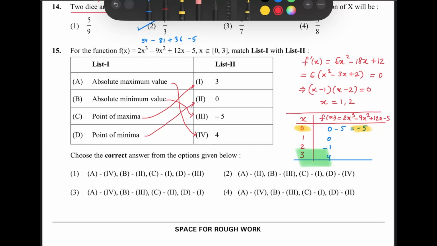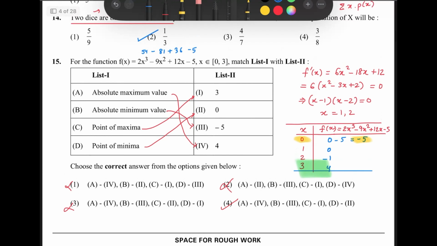So B matches with 3, and A matches with 4, so this option is incorrect. B matches with 3, this option is incorrect. C matches with 1, only this option is correct, right? This option is also incorrect. So option 4 is the correct answer for this question.